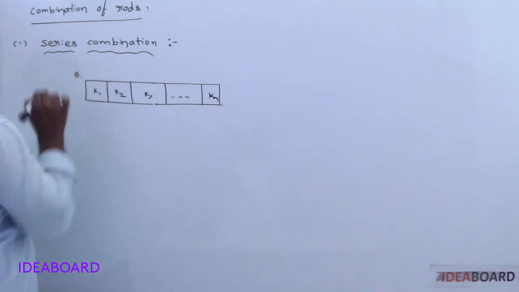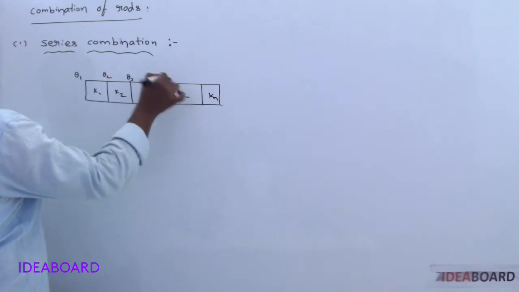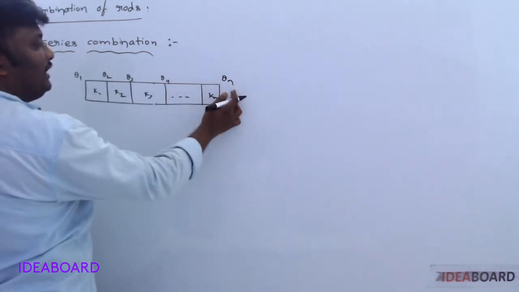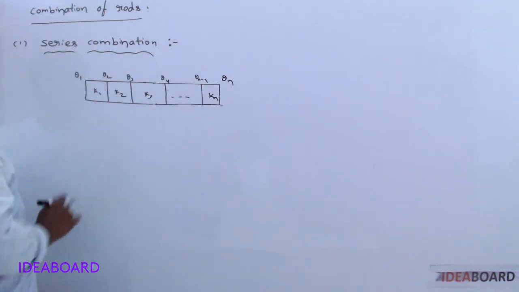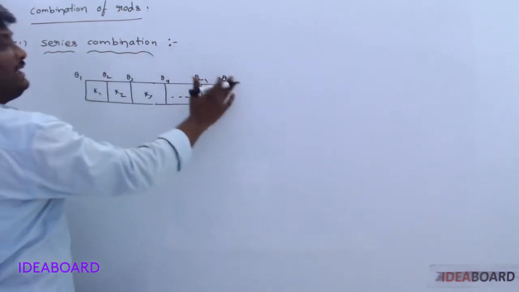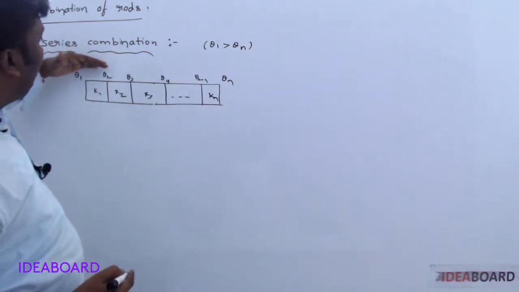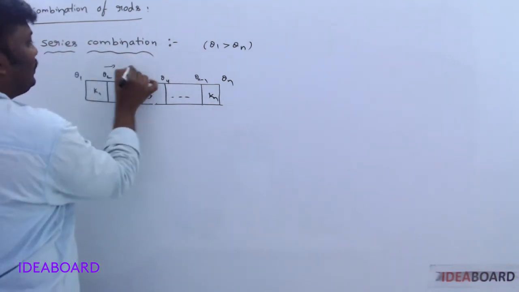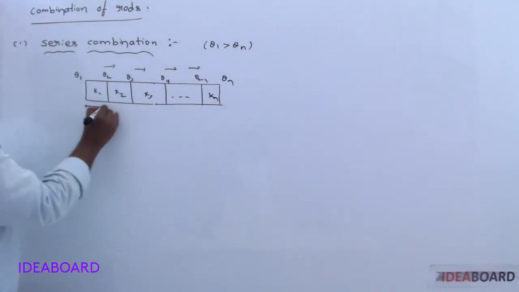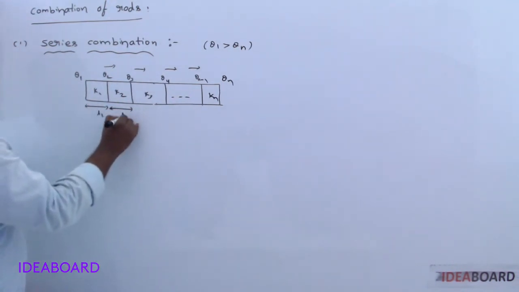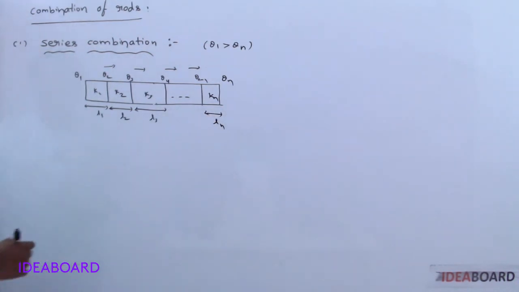Next, here I maintain the temperature theta 1, here theta 2, theta 3, theta 4, theta n. If it is theta n, then this is theta n minus 1. Now we take theta 1 is more than theta n. Automatically heat is transferred in this direction. So heat flows from the higher temperature region to the lower temperature region. This length is L1, this length is L2, this length is L3, and this length is Ln.